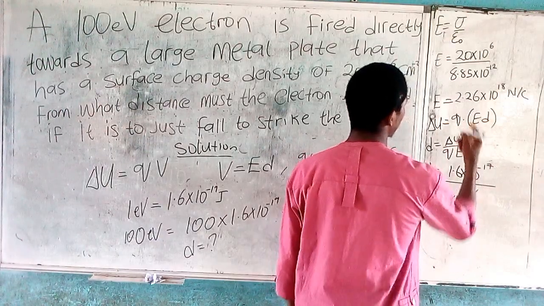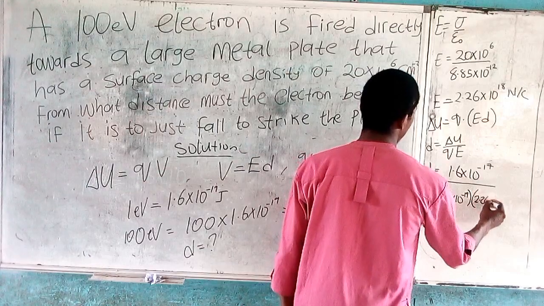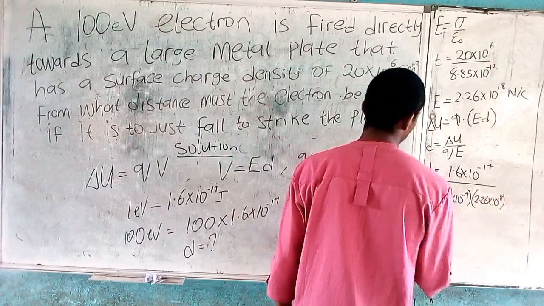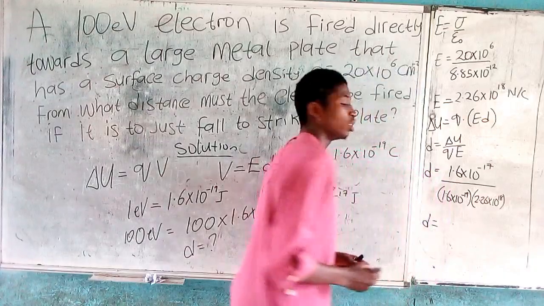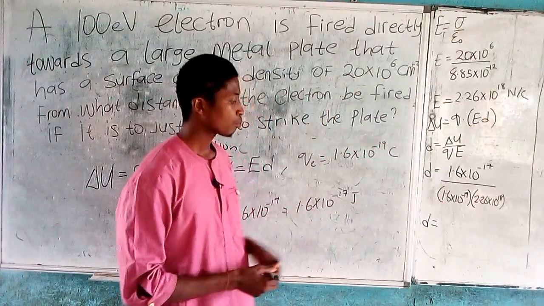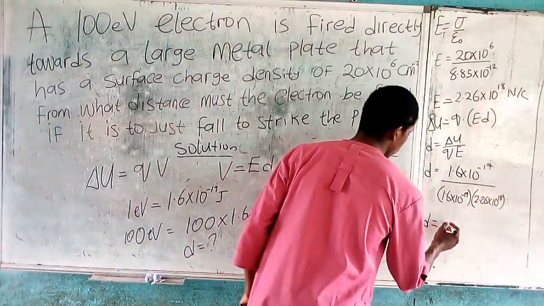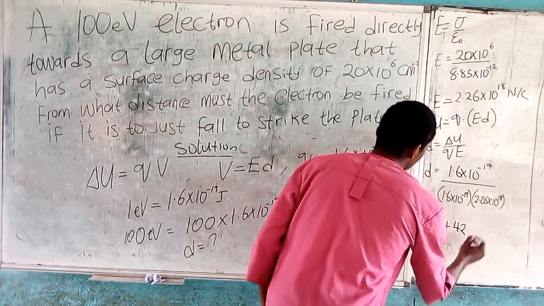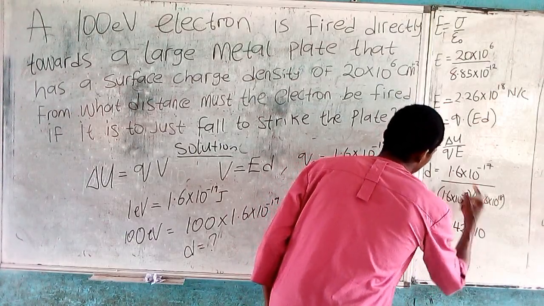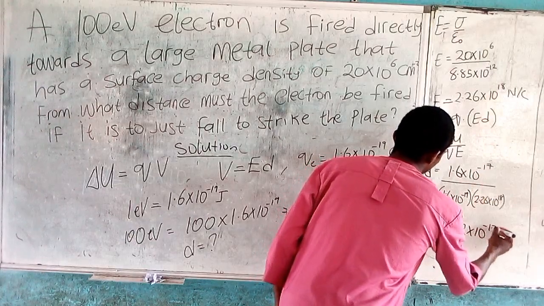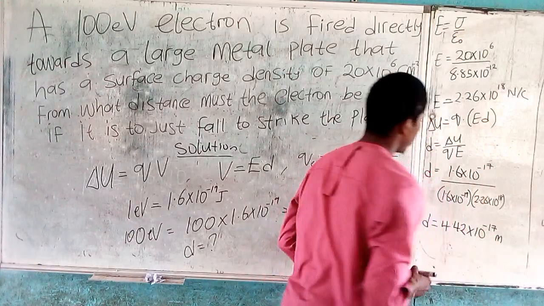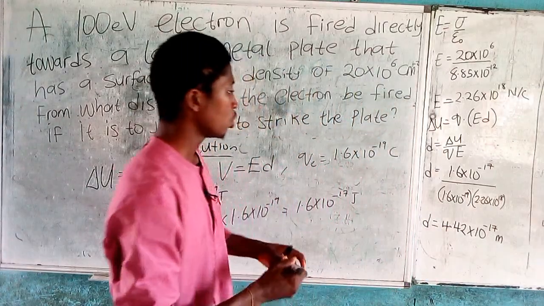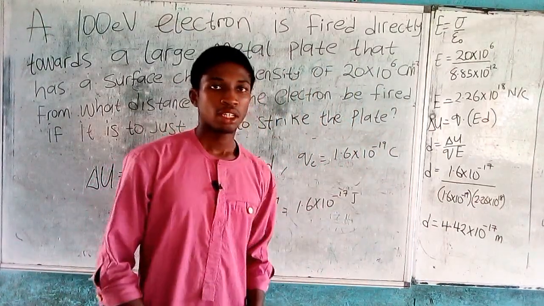Our electric field is 2.26 times 10 to the power of 18. Therefore, the distance between the two of them will be approximately 4.42 times 10 to the power of negative 17 meter. I hope I am correct with my calculation, right? So this is our distance.